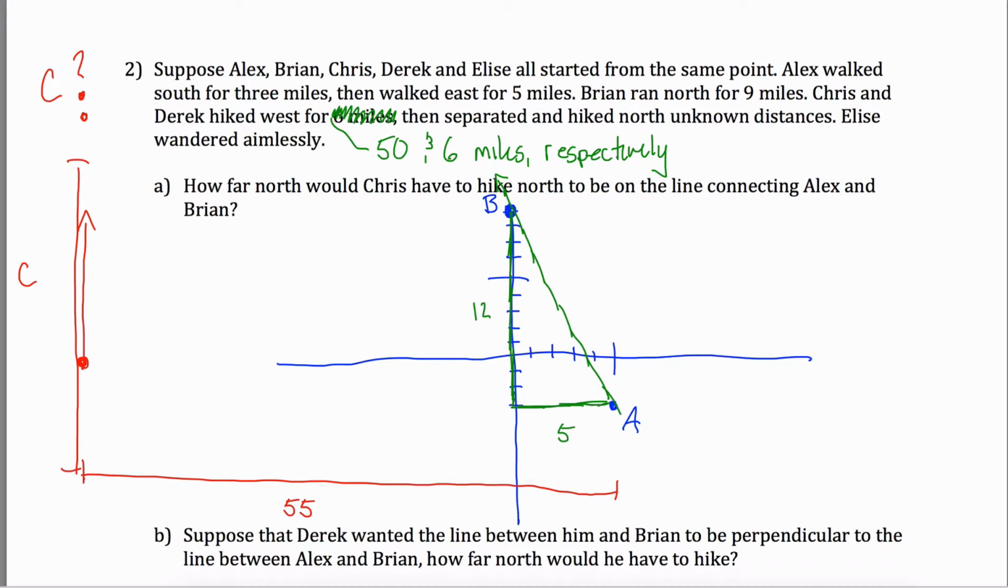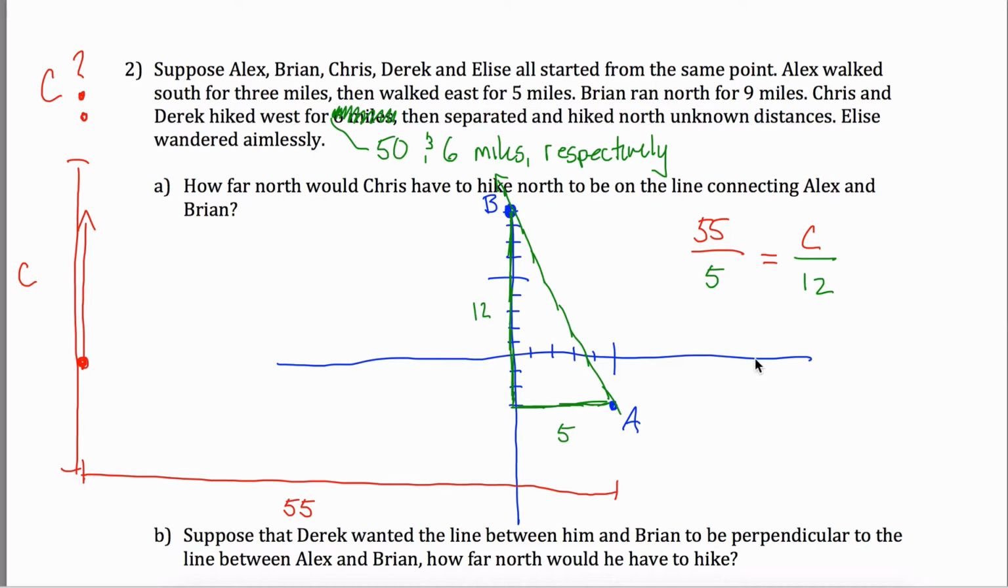Using similar triangles, the properties of similar triangles, I know that 55, maybe this should be in red, divided by 5 in green, has to be the exact same as this side length in red divided by this side length in green. So one way you could figure this out would be using similar triangles.